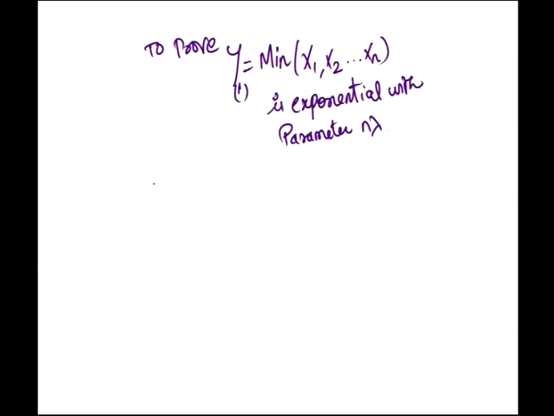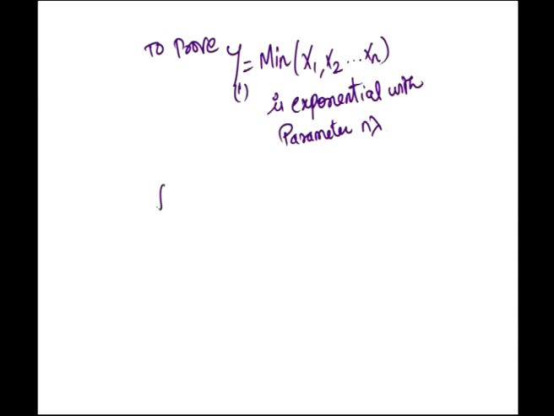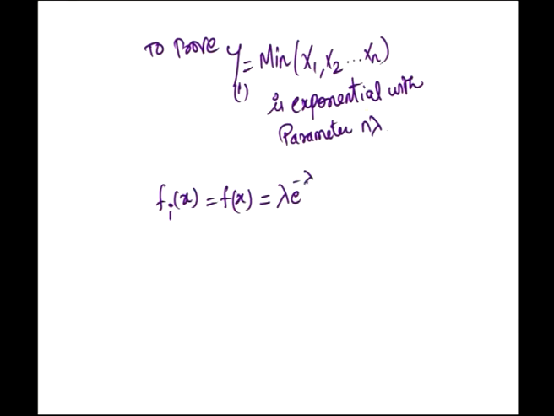Since all xi's are IIDs, all will be having the same PDF and CDF. Therefore, in common we shall take it as x. Therefore, fi of x is equal to f of x for a particular random variable xi. The PDF is given by the exponential distribution's PDF, lambda e power minus lambda x, for x greater than or equal to 0 and lambda greater than 0. Okay. Then what about capital F of x?